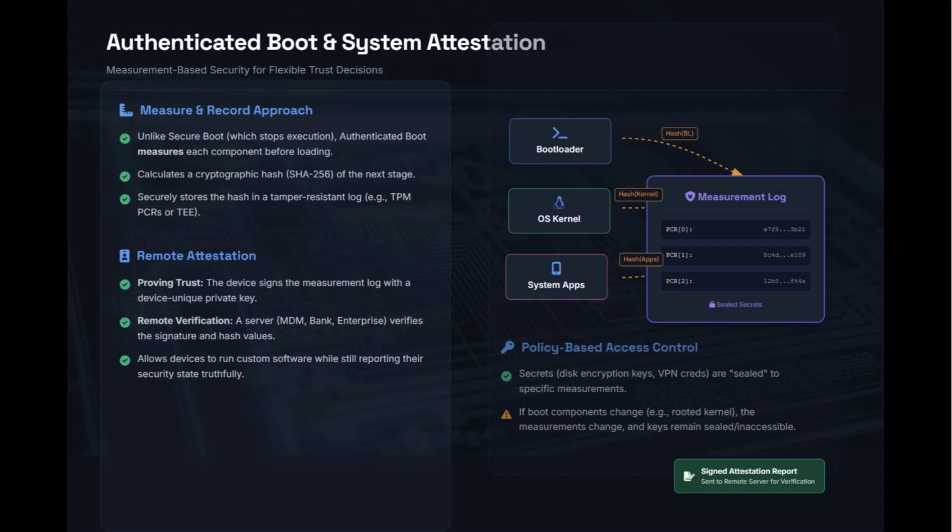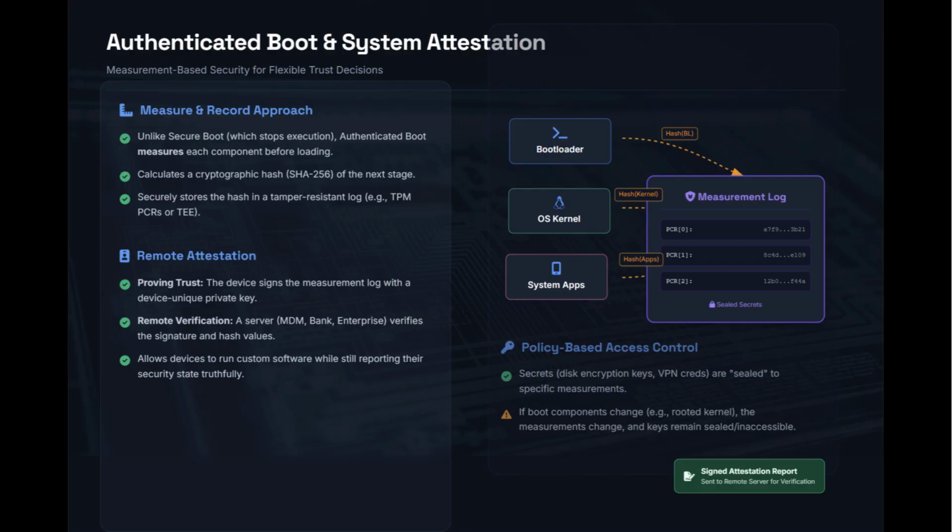While secure boot prevents untrusted software from executing, authenticated boot takes a different approach by measuring system integrity rather than blocking execution immediately. In authenticated boot, each stage of the boot process calculates a cryptographic hash of the next component before loading it. This hash, often generated using algorithms like SHA-256, is recorded in a secure measurement log stored in tamper-resistant hardware such as a trusted platform module or trusted execution environment.